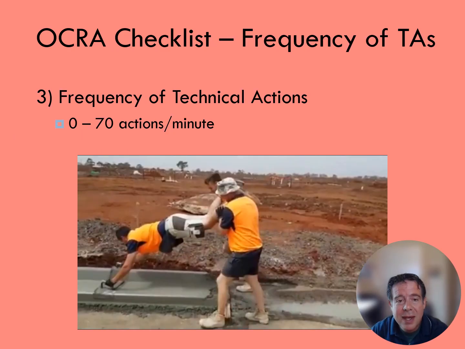So people do all kinds of things to reduce their frequency. Anytime I see concrete work, the little bit I've done, it gives me shivers because it's a lot of hard work. So these guys, trying to smooth out that concrete with some creative ways. But with OCRA, really we're looking at a frequency of between 0 and 70 actions per minute. Remember, they're categorizing those actions based on certain movements.